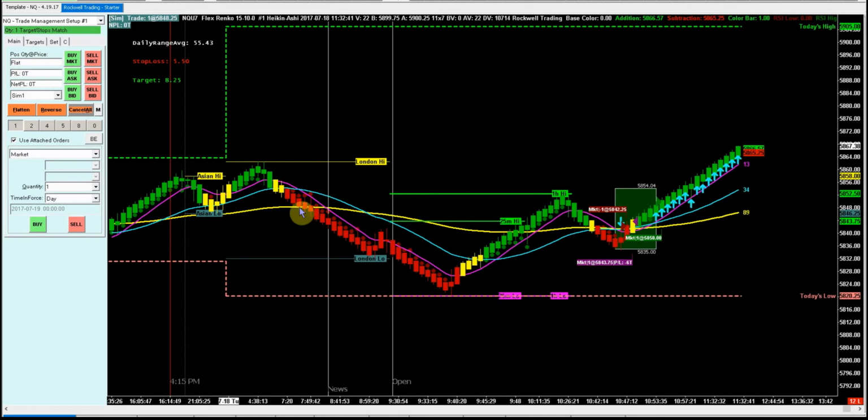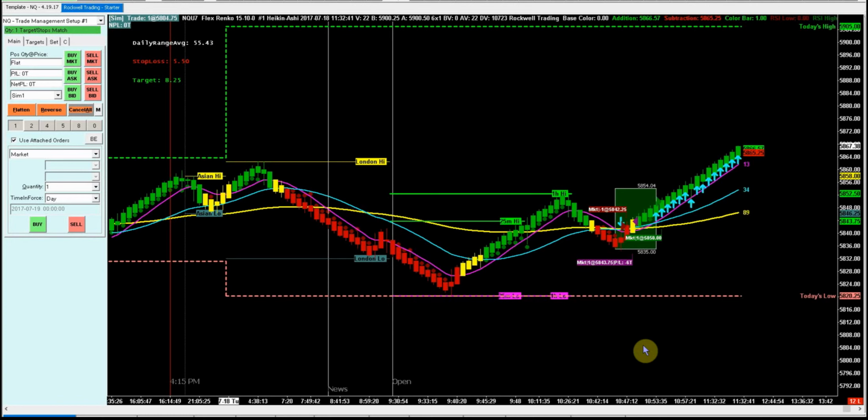Okay, so for a short, 13's got to be below the 34, and 34 has to be below the 89 EMA. So everything's in trend. The 89 EMA we're looking at as an indicator of trend, pointing up, pointing down, and price action trading above or trading below.